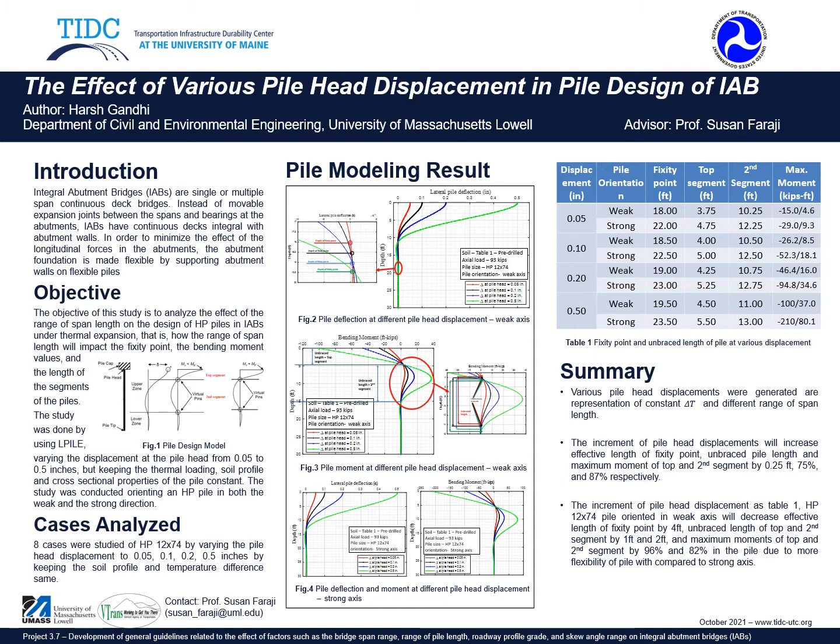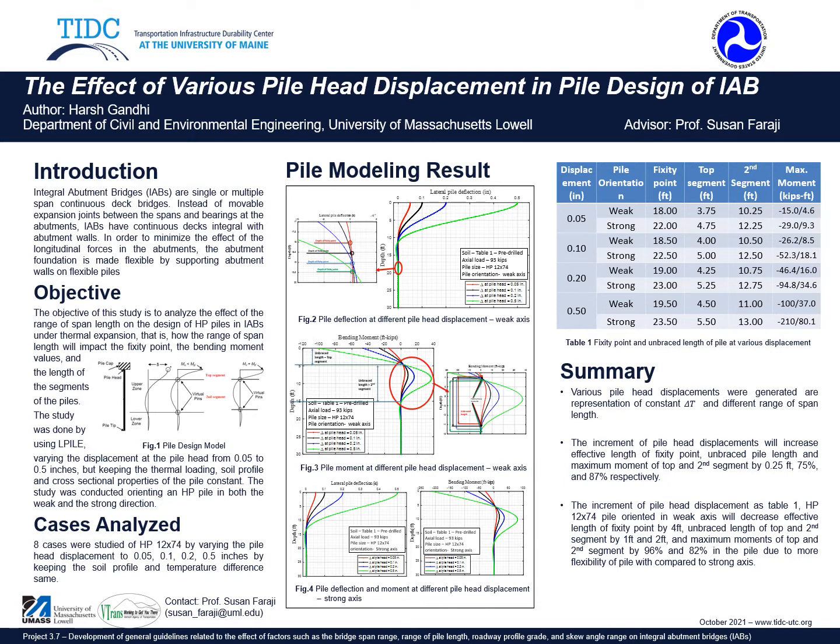Integrated abutment bridge is the bridge without the expansion joint, in comparison with the conventional bridges. In conventional bridges, expansion joints are there to counteract the change in bridge length due to the temperature. States and municipalities have used integrated abutment bridges as an effective means of eliminating expansion joints. As construction and maintenance of expansion joints are costly, nowadays integrated abutment bridges are in demand.